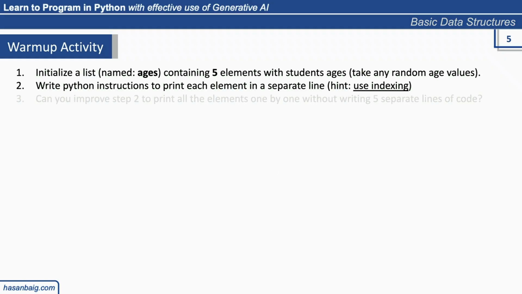Now, can you improve step 2 to print all the elements one by one without writing 5 separate lines of code? It depends on the restriction. If it doesn't have to be a new line, then you could just index from 0 and then put the colon and then nothing afterwards, and it'll print them all on the same line. Or you could use a loop to print them.